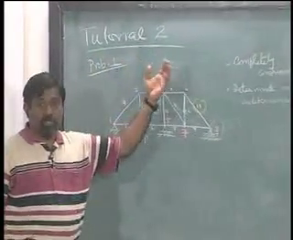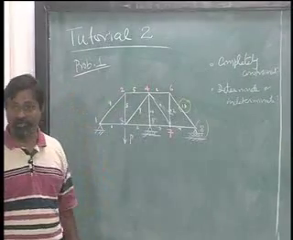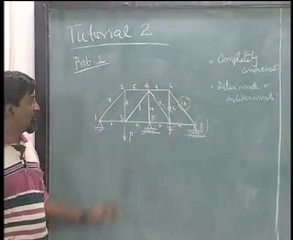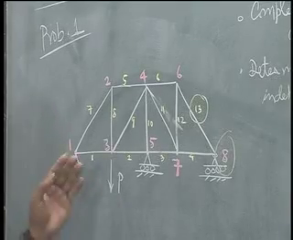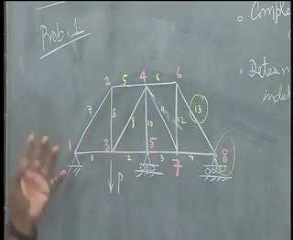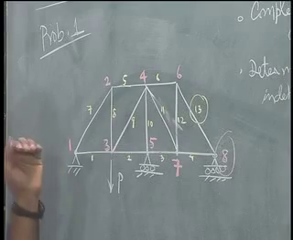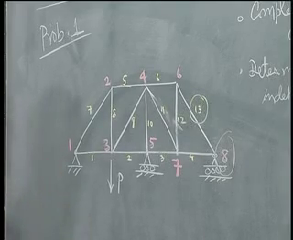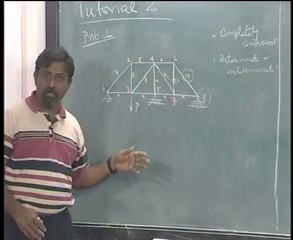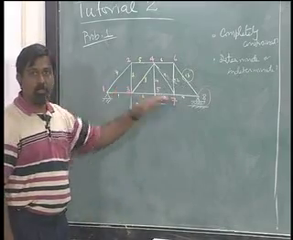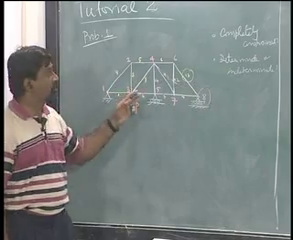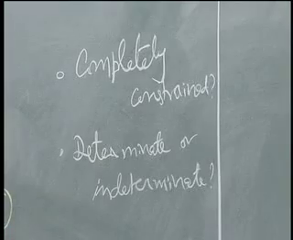Tutorial number 2, trusses. Let us look at problem number 1. The question is, given a particular truss, I want to find out if it is completely constrained, or in other words, is it a structure where there are possible movements or there is no movement possible. That is the first question: is it completely constrained.